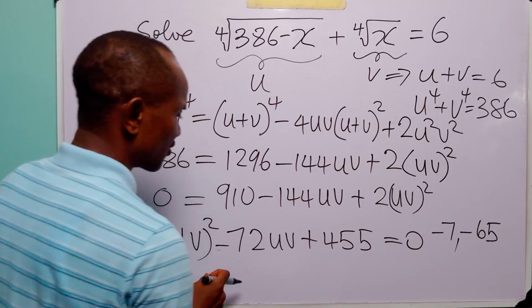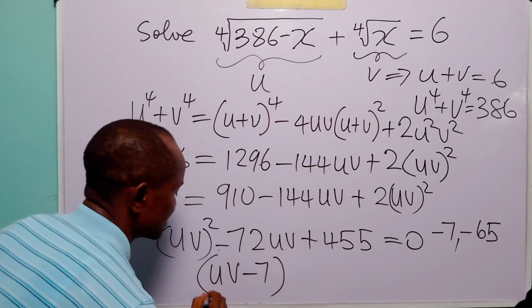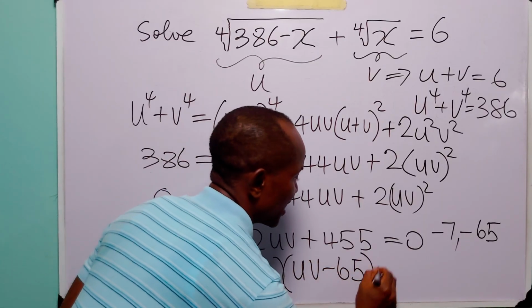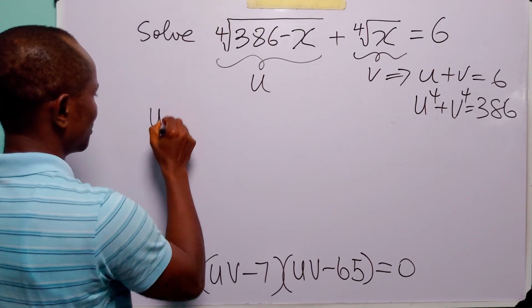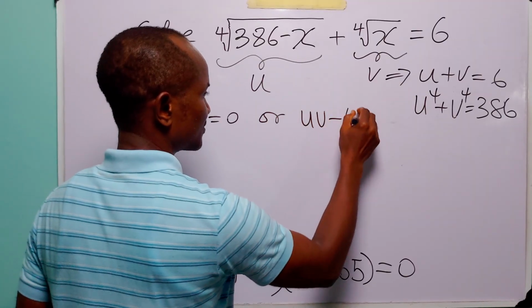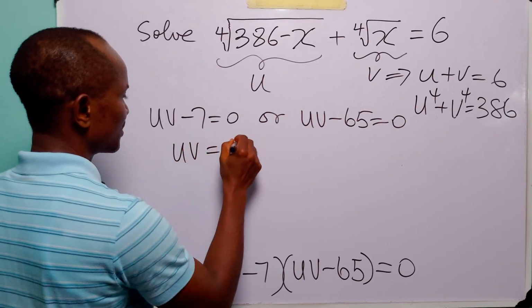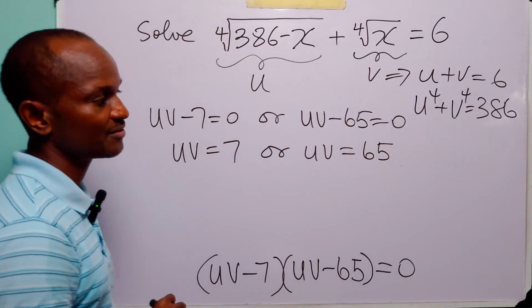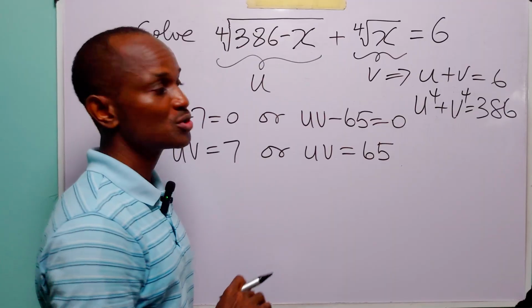So we can easily factorize this equation as (uv - 7)(uv - 65) = 0. And from here we have that uv - 7 = 0, or uv - 65 = 0. And of course, uv = 7, or uv = 65. So now we have reduced this original system to two systems.